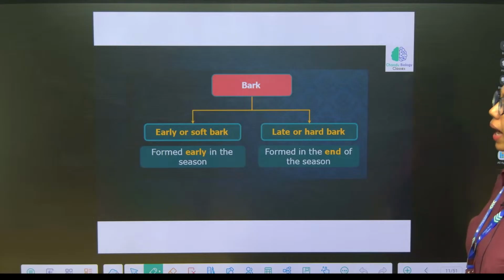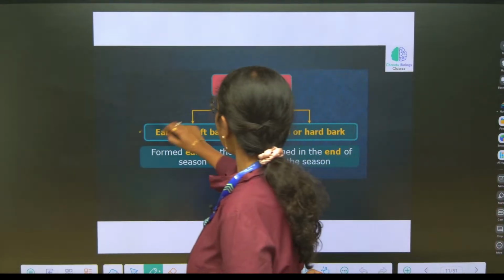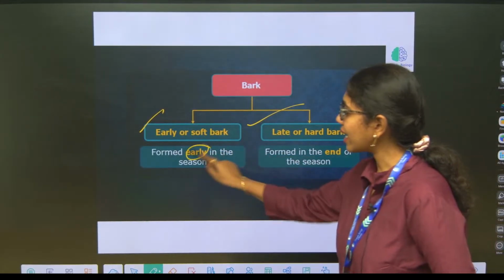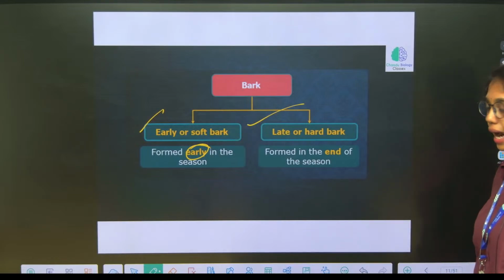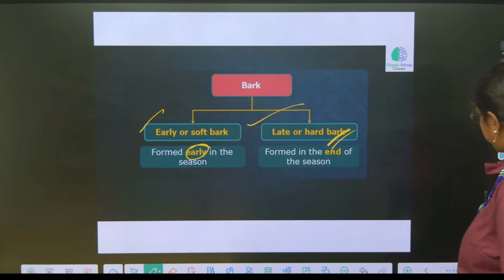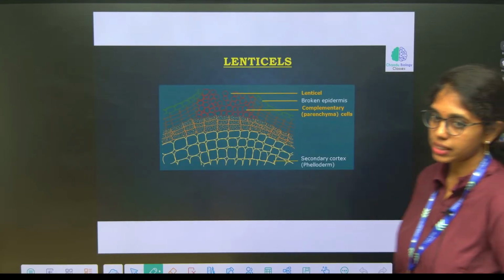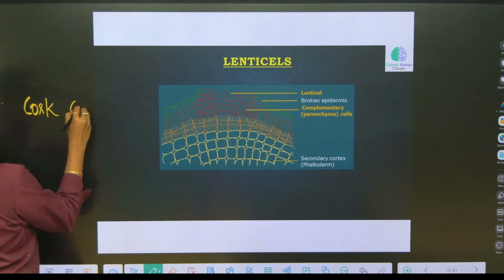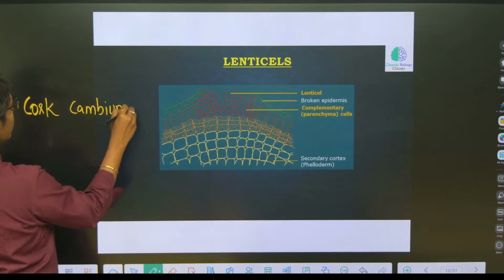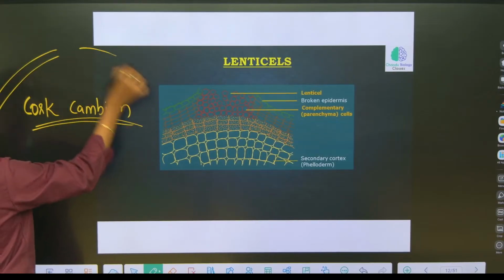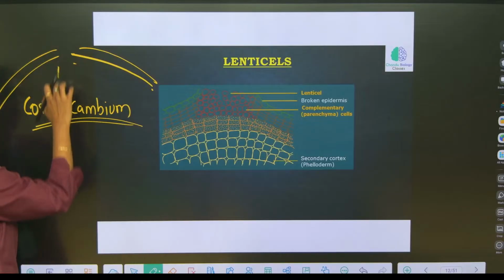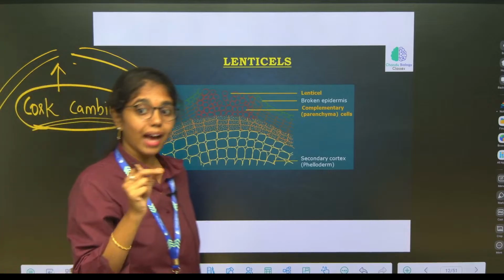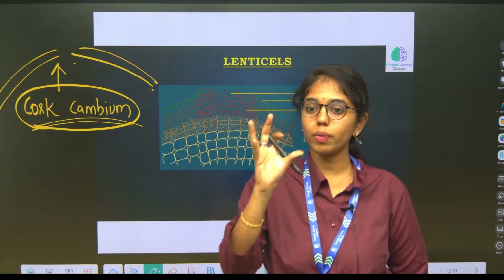Next. In bark also we have two types now, early bark and late bark. Early bark is also called soft bark, which is formed in the early seasons. Late bark is also called hard bark, which is formed at the end of the season. Next is lenticels. Because of the continuous activity of cork cambium, the epidermal wall will get ruptured, and the cork cells produced by cork cambium will have a suberin cell wall around them.